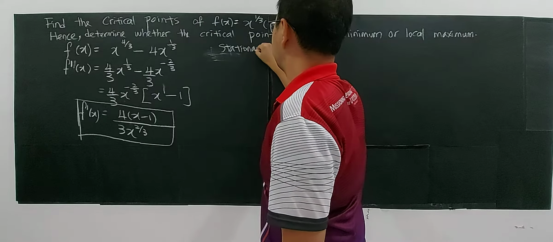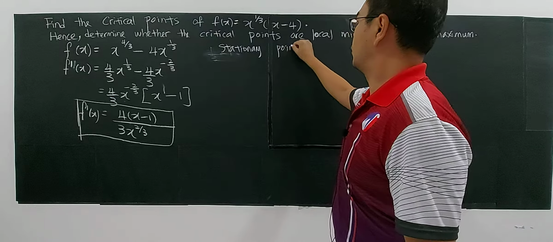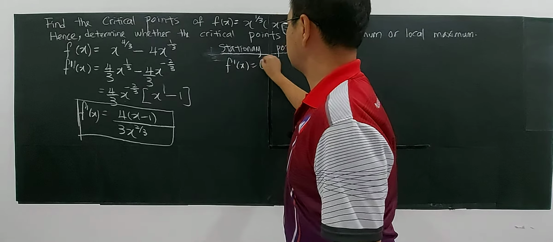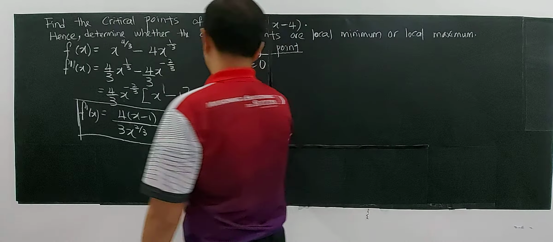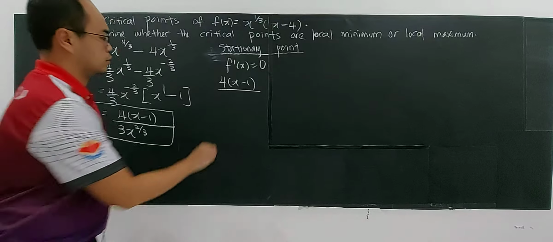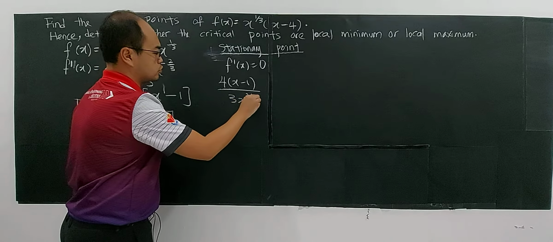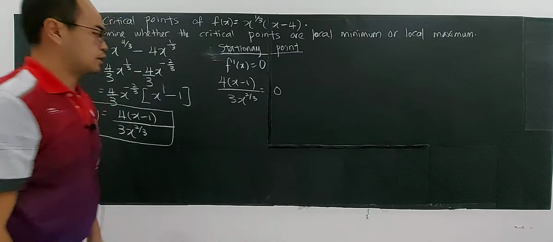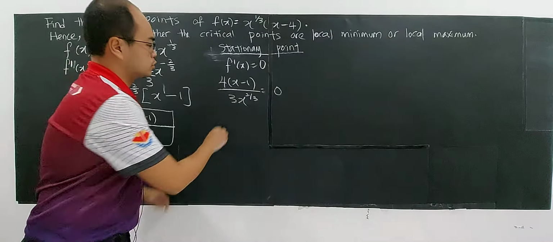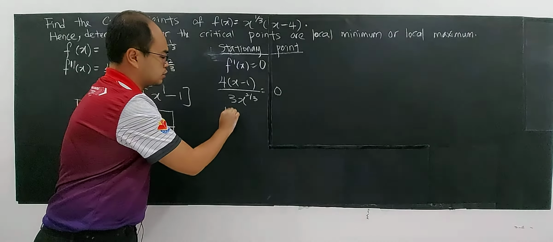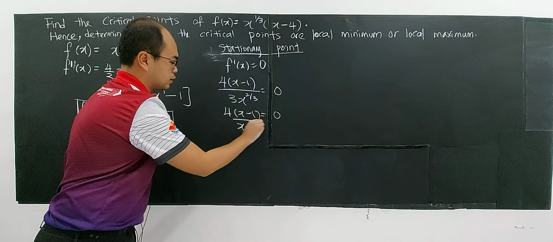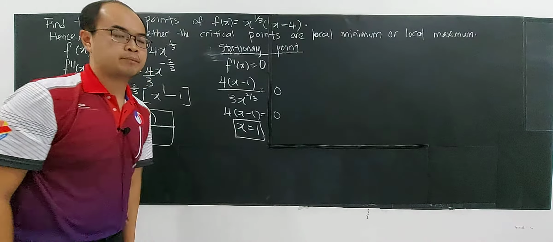The stationary point here is where f prime x equals 0. So I take 4 times x minus 1 over 3x to the power of 2/3 equal to 0. This is 0 if and only if the numerator is 0, so you don't consider the denominator. So 4 times x minus 1 equals 0, and you get x equals 1. So x equals 1 is the stationary point.